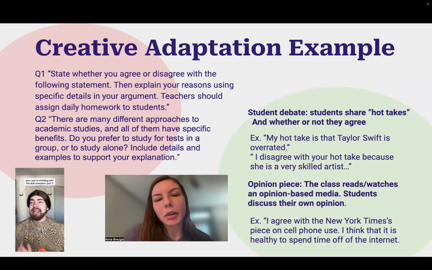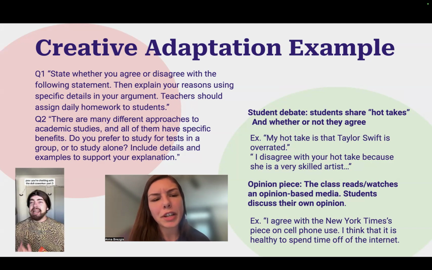State whether you agree or disagree with the following statement. Then explain your reasons using specific details in your argument. Teachers should assign daily homework to students. I'll read the second one now. There are many different approaches to academic studies, and all of them have specific benefits.